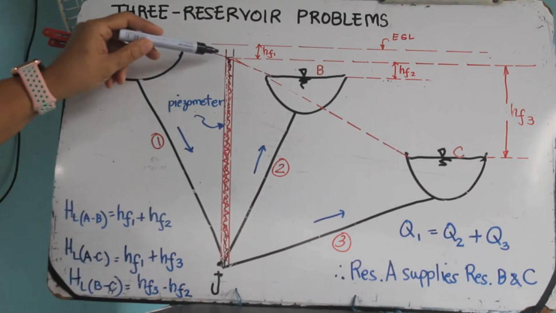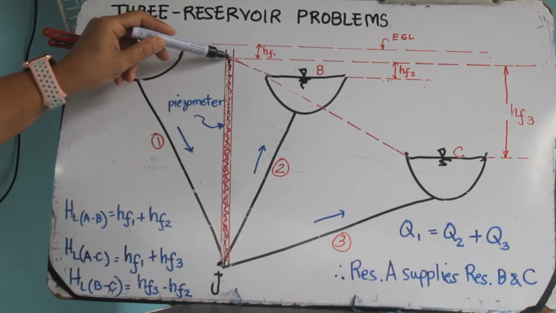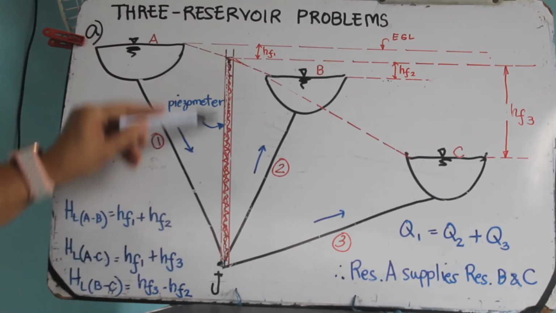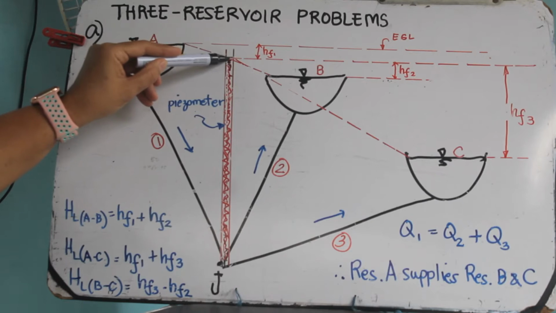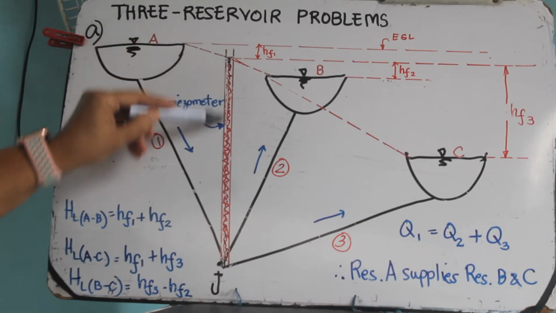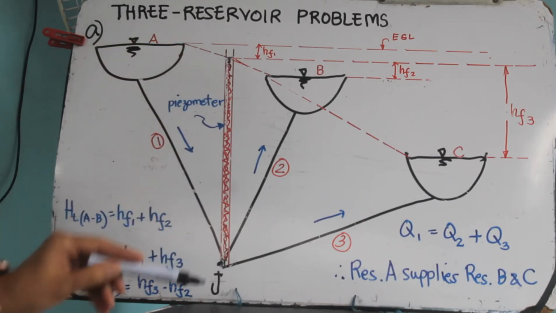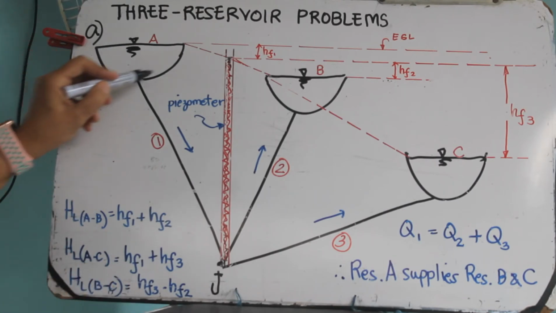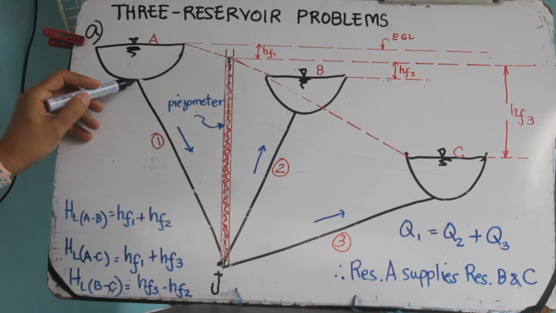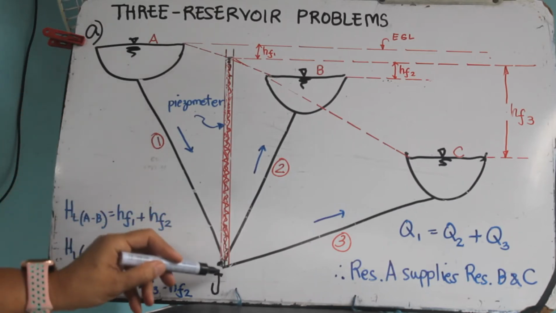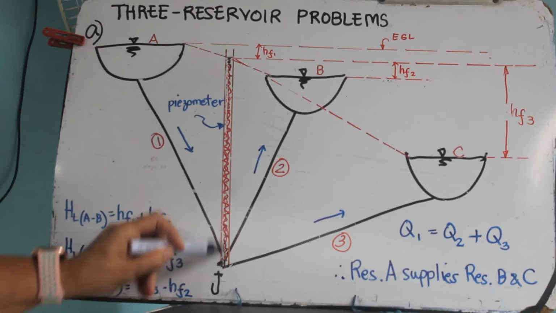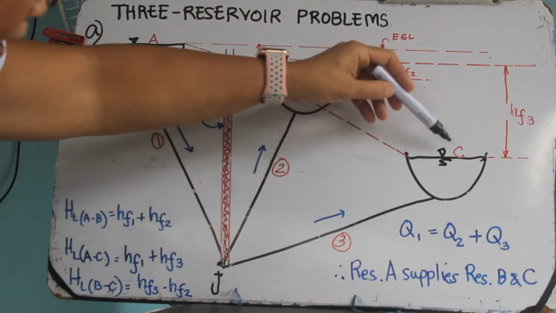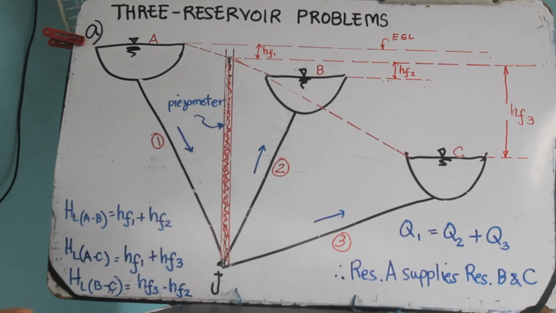And this piezometer here represents the energy at this point, at this junction. So, yung itong height na ito nagre-represent ng total energy at the junction J. So, you see here, the reservoir A is connected to a pipe 1 that leads to the junction J. So, with B, okay, pipe 2, reservoir C, pipe 3.